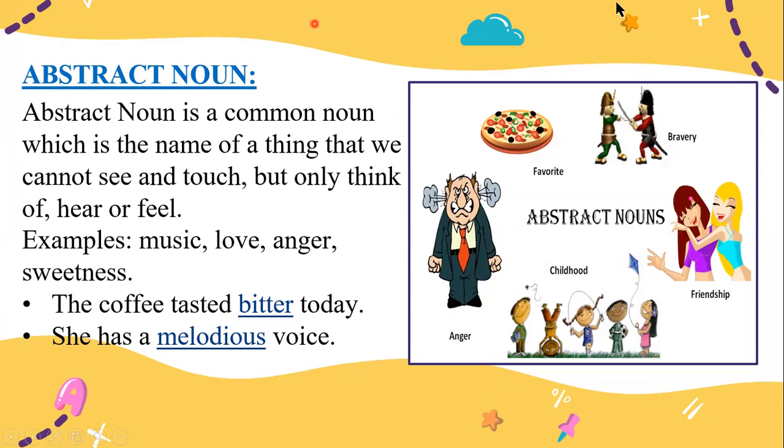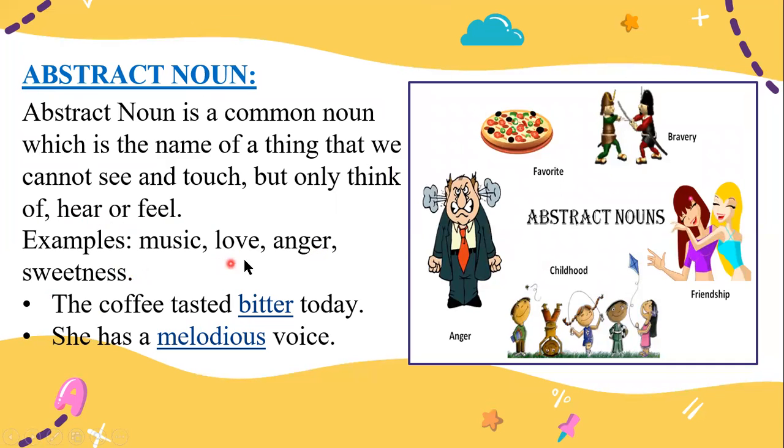Abstract noun. Okay. What did we learn in the concrete? That we can touch and see. But it is the opposite now. The abstract noun is a common noun, the name of a thing that we cannot see. We will not be able to see and touch. The only thing is that we can hear or feel. Only the feelings. You can say, ma'am, smiling, we can see. It's just an expression. Like anger, some express it, some do not. But we can feel it, the feelings only.